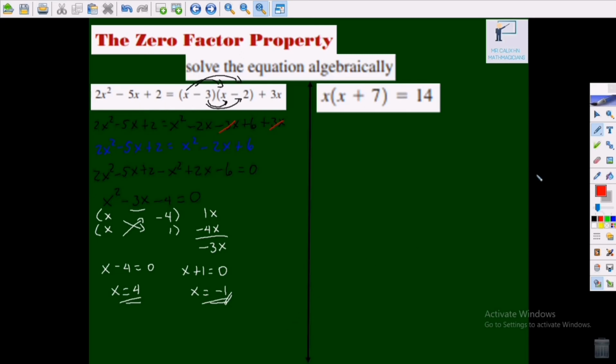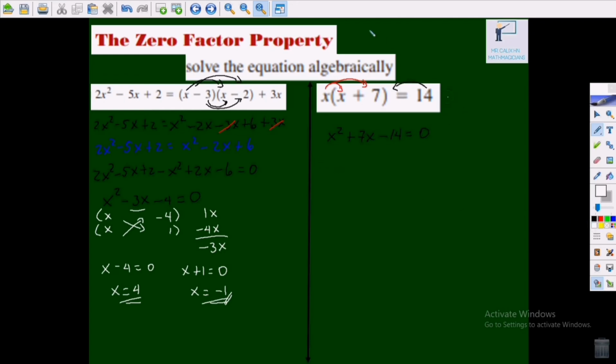Now, for the next type of equation, we just have to do first our distributive property. So we will have that this is x squared because x times x, and x times 7 would be 7x. The next step is move the 14 to this side so that you can check if you can factorize. As you can see, we cannot factorize because 14 added or subtracted will never give me a number multiplied 14 and added or subtracted 7. So we're going to use what we know as the quadratic formula.